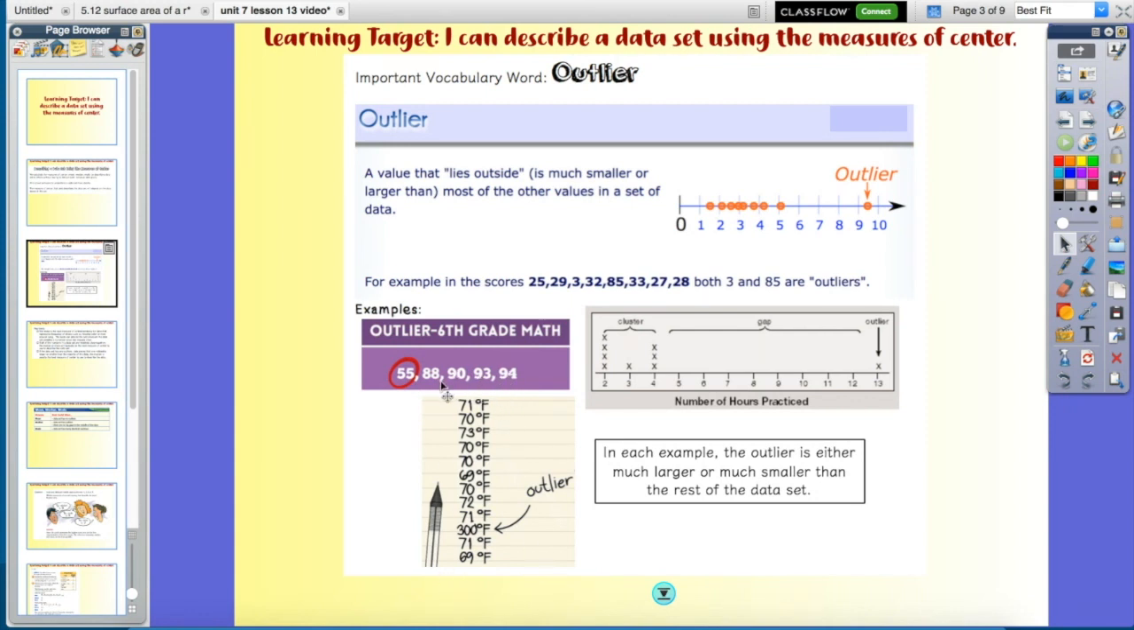Here's another list of data pieces. These are temperatures, but clearly 300 degrees is much larger than the rest of the data. Here in the scores, 55 was much smaller than the rest of the data.